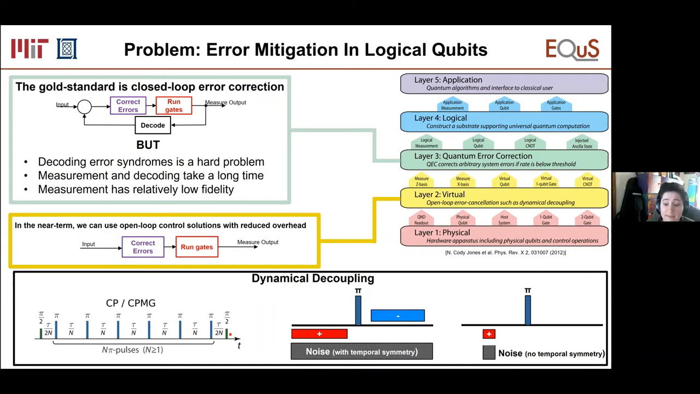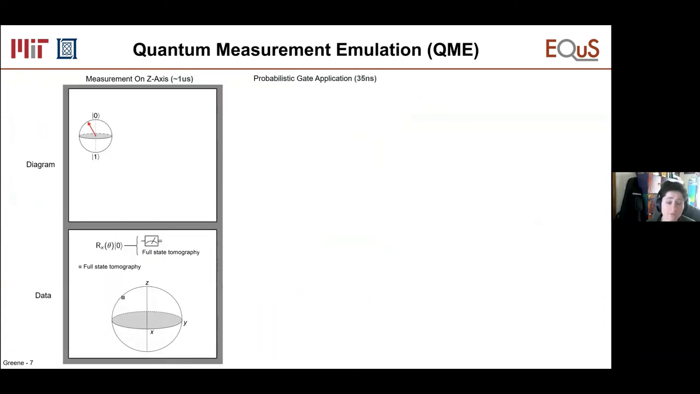So this led us to consider new ways to deal with discrete coherent errors, and we arrived at a technique that we call quantum measurement emulation. First, I want to describe for you what I mean when I say quantum measurement emulation, or QME for short. I'm using the probabilistic application of gates to create the same quantum channel as an actual measurement.